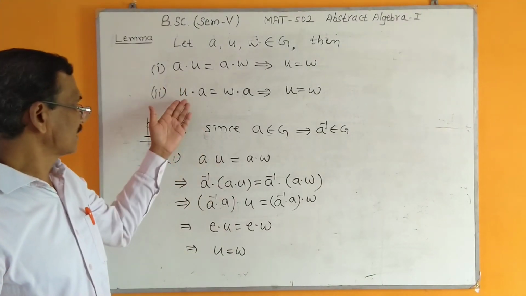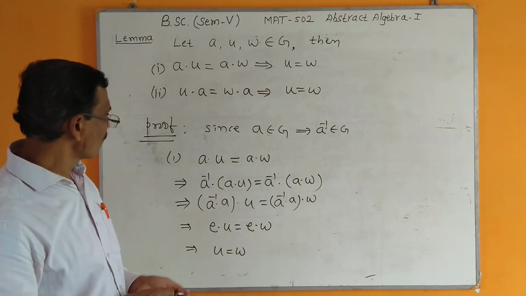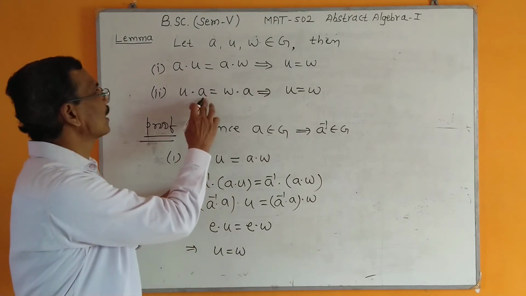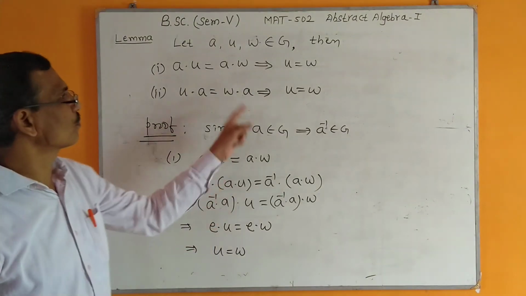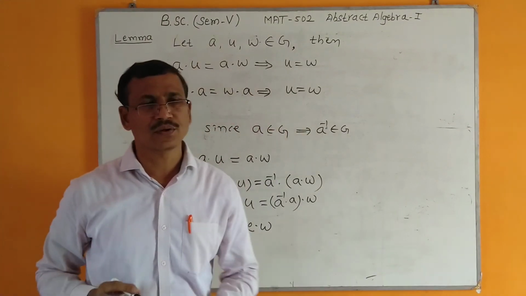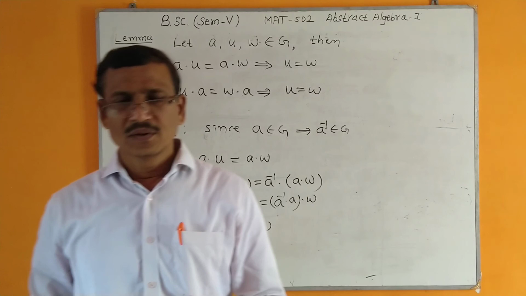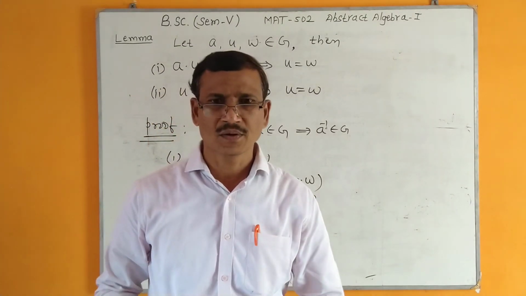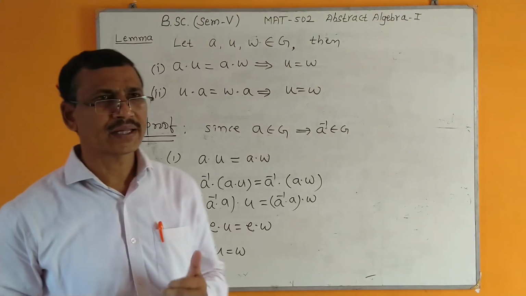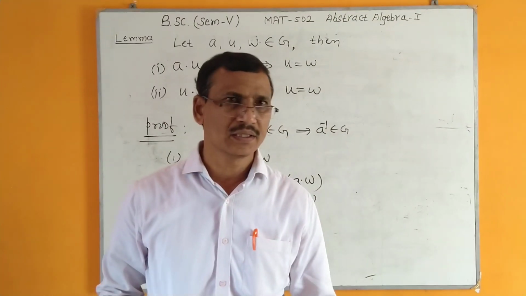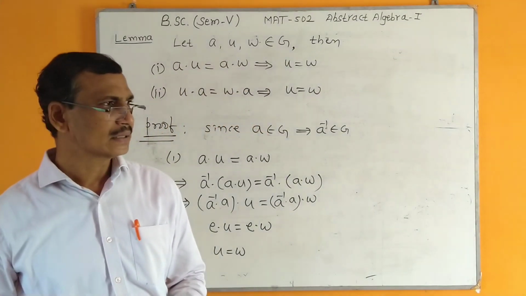And the proof of the second is the same. You only have to multiply A inverse on the right of the equation, and in a similar manner we can prove that this implies U is equal to W. Now these are the properties of a group. Whenever we require these properties, they are used in the next articles.